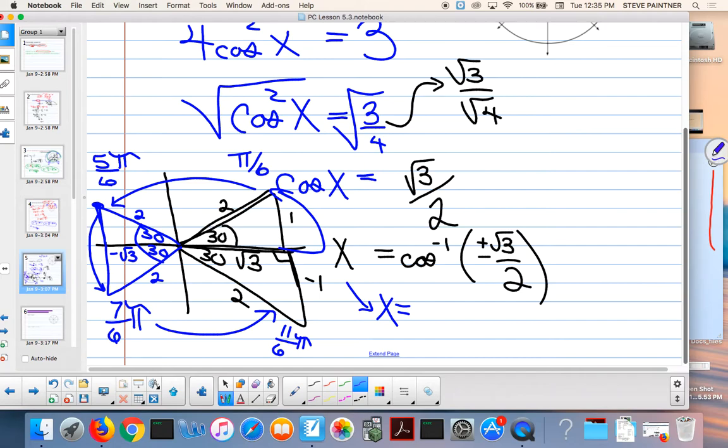4 answers because you had 2 ratios that could have worked. Positive square root of 3 over 2. Negative square root of 3 over 2. Cosine's positive in 2 quadrants and negative in 2. That's why there's 4.